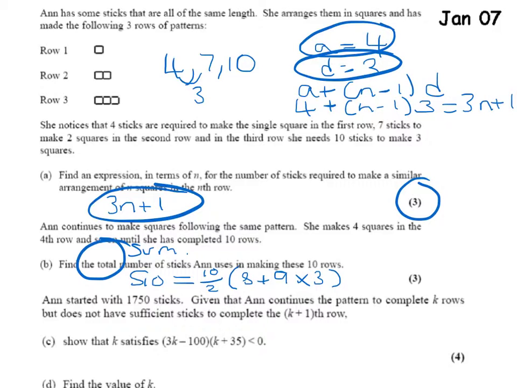And if we multiply all of that out, then we get 5 times 8 plus 27, which is 35, and 5 times 35 is 175. So the sum of those first 10 rows is 175.